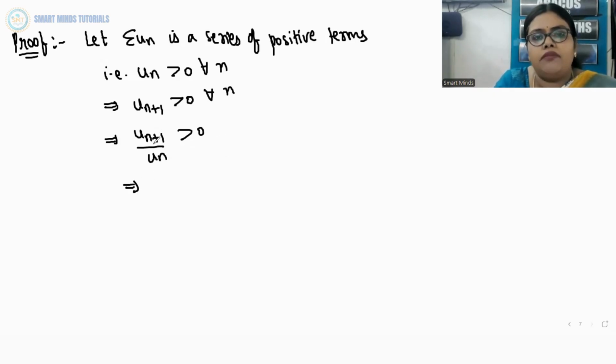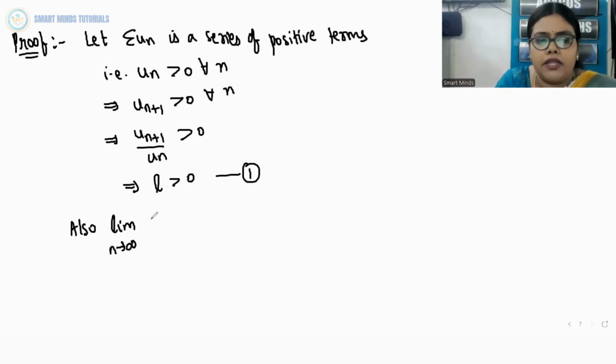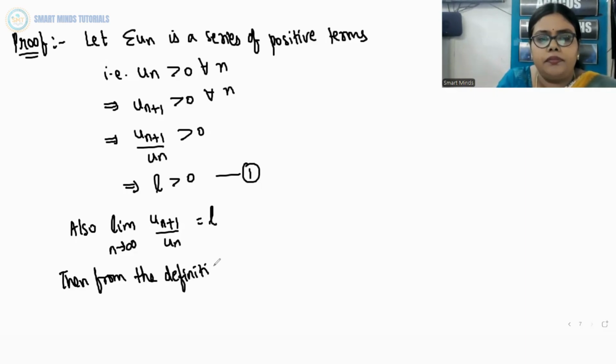So that means we have taken this as L in the statement. So L is positive. Let's say this is equation number 1. Also, limit n tends to infinity, un plus 1 by un is equal to L. Then, from the definition of limit, what is the definition of limit?